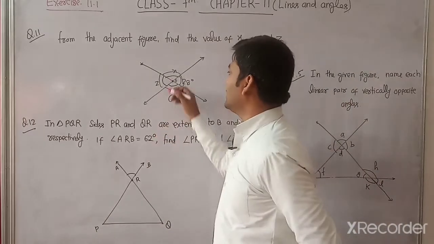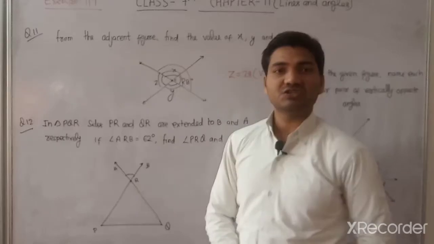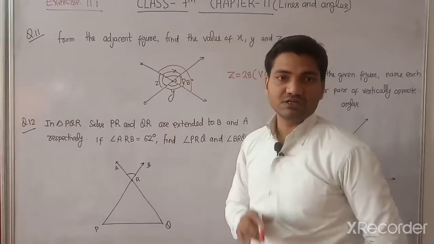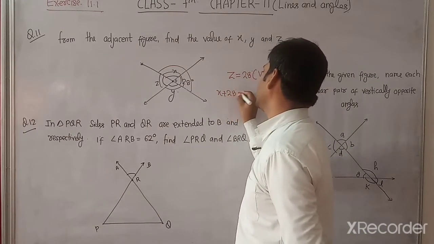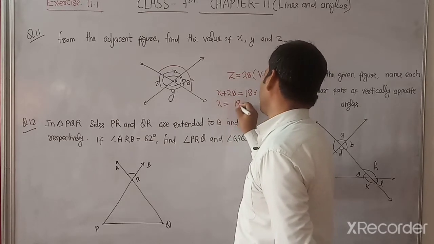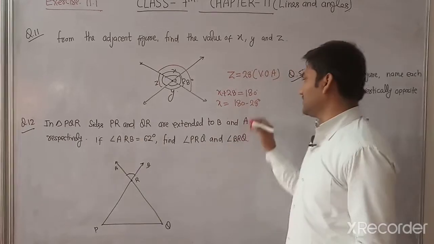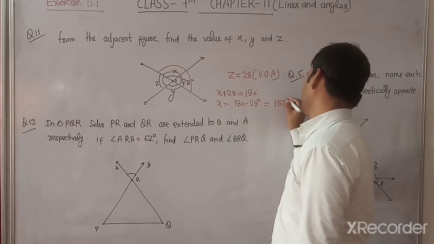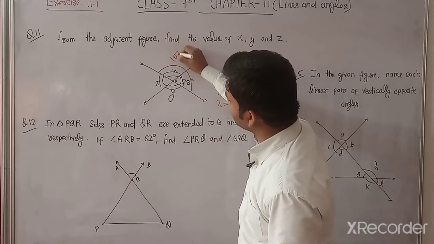Due to the linear pair, the sum of the angles is equal to 180 degrees. Then x plus 28 is equal to 180 degrees. Now x is equal to 180 minus 28, and 180 minus 28 is equal to 152. It means the value of x is equal to 152 degrees.